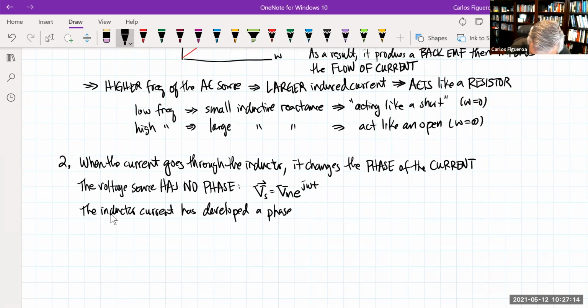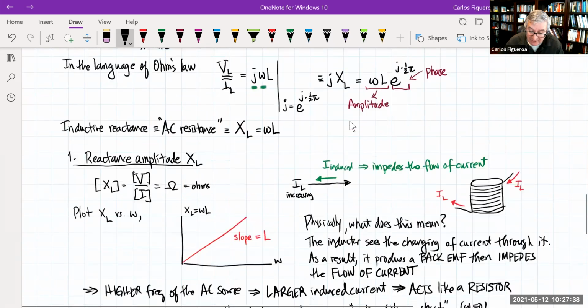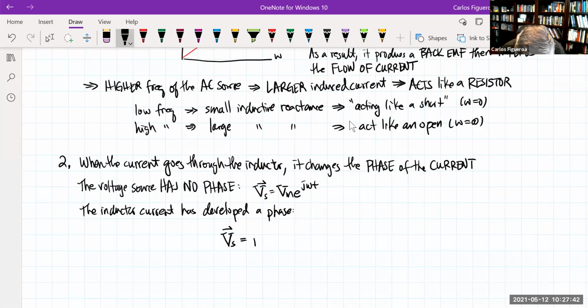When I compare that phase to this one, I have to look at the right-hand term. We know this one has no phase, but when I look at this other side, look how I wrote this. I'm going to write this two different ways. I'm going to rewrite this right here. What I'm seeing is that this side is going to be j omega L times IL. So if the source had no phase, this one has a phase now. And I can write this as omega L times e to the j pi over 2 times IL. So that means that IL picked up a phase of pi over 2.